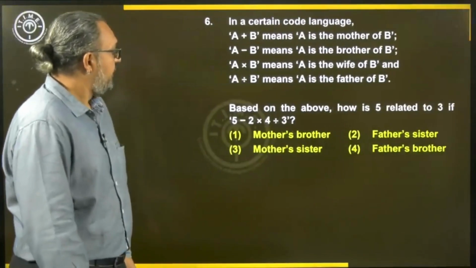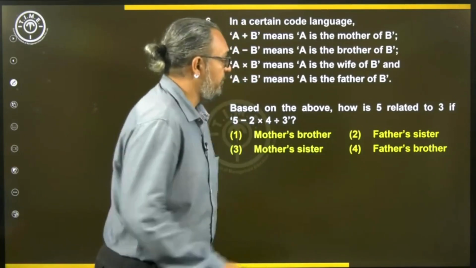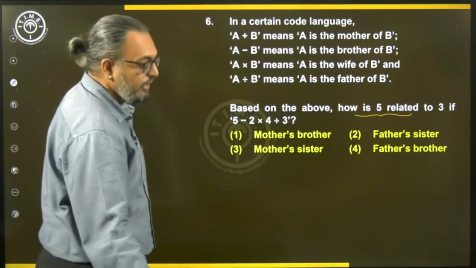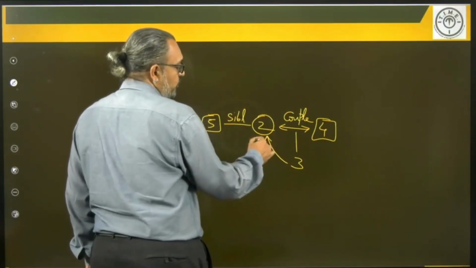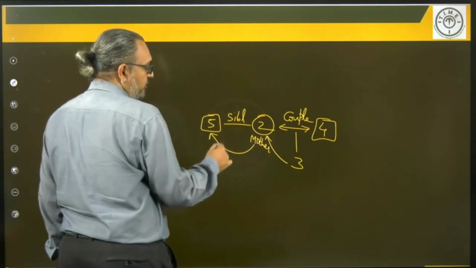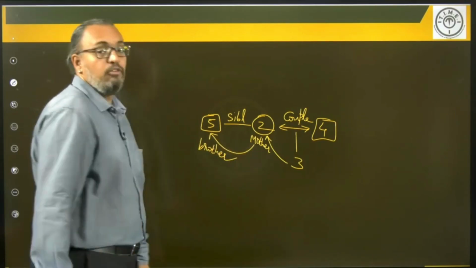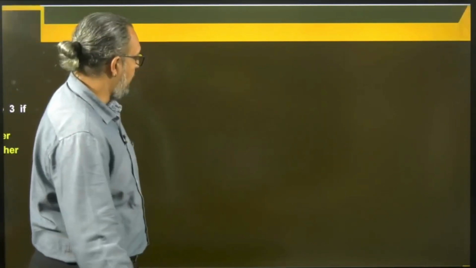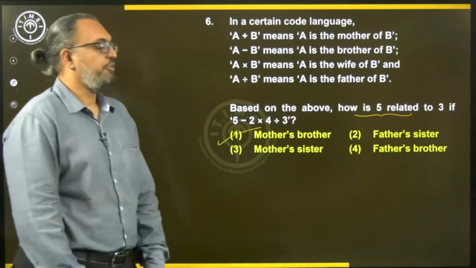Right. Now, the question is asking how is 5 related? So from 3 we have to check. From 3, how is 5 related? First you go to 2, who's the mother, and from the mother you go to 5, who's the brother. So mother's brother we call uncle, correct? And instead he has given mother's brother, that is the first option.